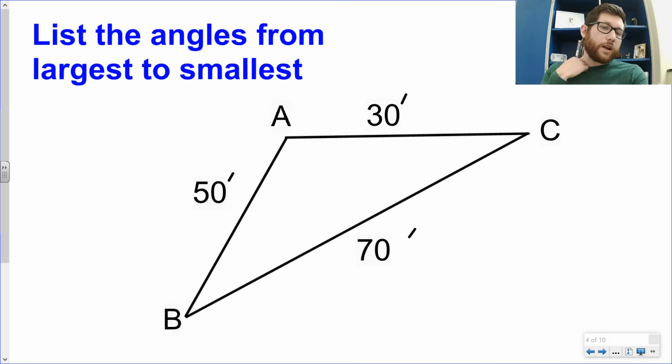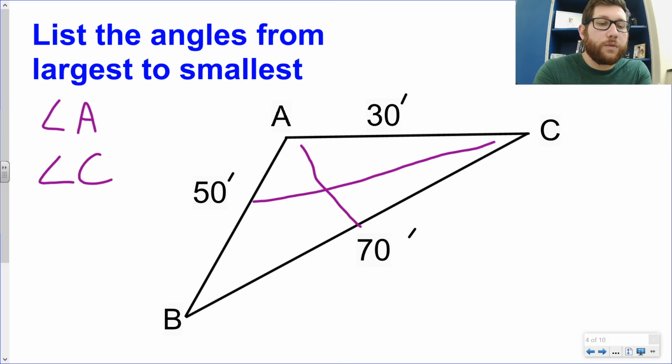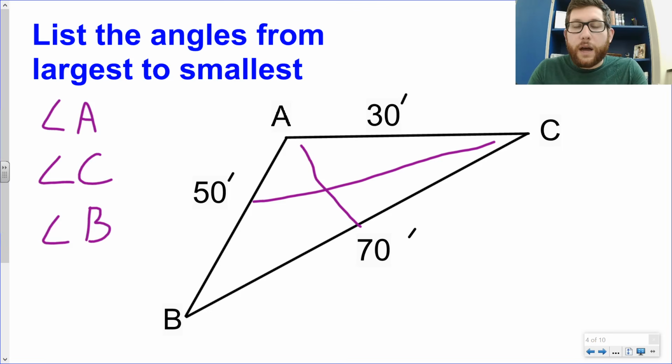So let's take a look at another one. Let's list the angles from largest to smallest. So 70 is opposite A, so I should get angle A first. Notice that A goes with 70. 50 tells me that C is the middle one, and then B is the smallest because it's opposite 30.